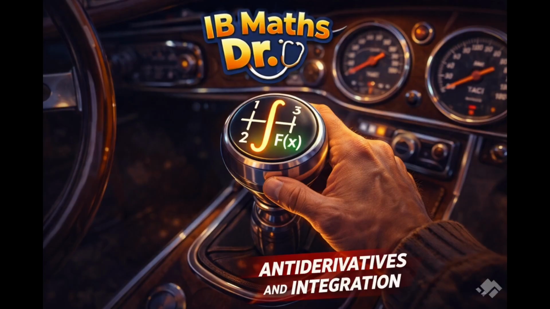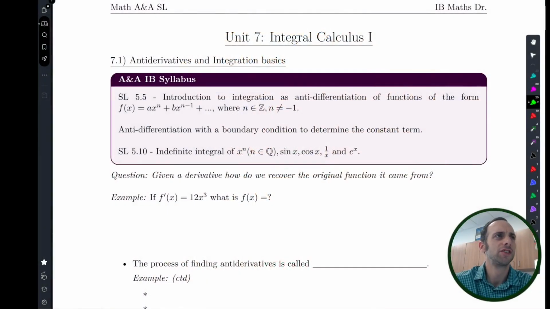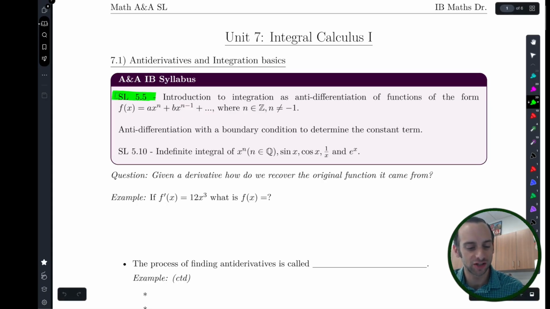Compared to derivatives, we are going to be putting our brains into reverse to essentially undo some derivatives, or as the process is known, integrate, just finding antiderivatives in this sense. So we'll get right into it here on the IB Math AA SL syllabus. We're looking at sections 5.5 and 5.10. We've got a lot to cover today.